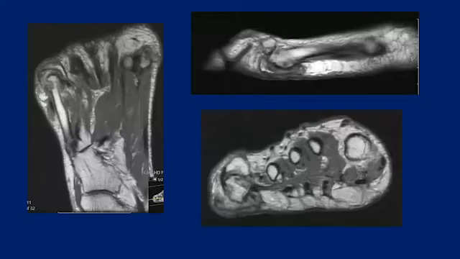Next. This is an example of a patient with rheumatoid arthritis. We have coronal, sagittal, and axial fast spin echo images where there is inflammatory debris, next slide, about the fifth MTP joint with a subjacent erosion in the lateral aspect of the fifth metatarsal head. Next.